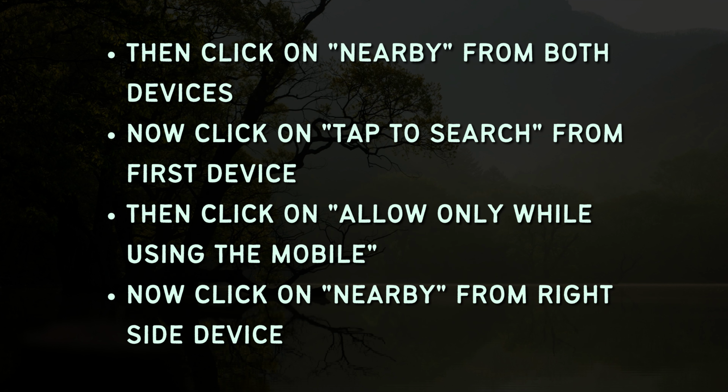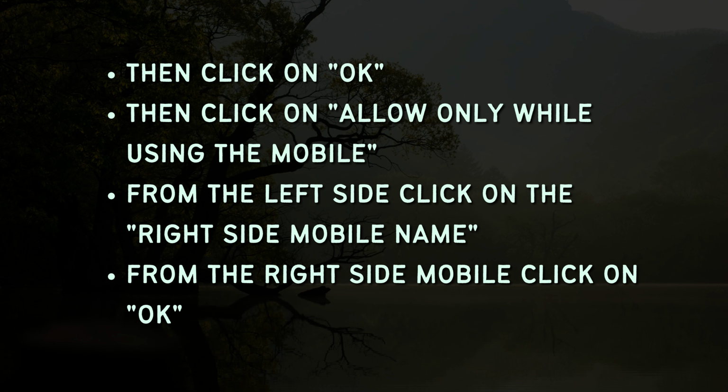Then click on nearby from both devices. Now click on tap to search from first device. Then click on allow only while using the mobile. Now click on nearby from right side device. Then click on OK. Then click on allow only while using the mobile.